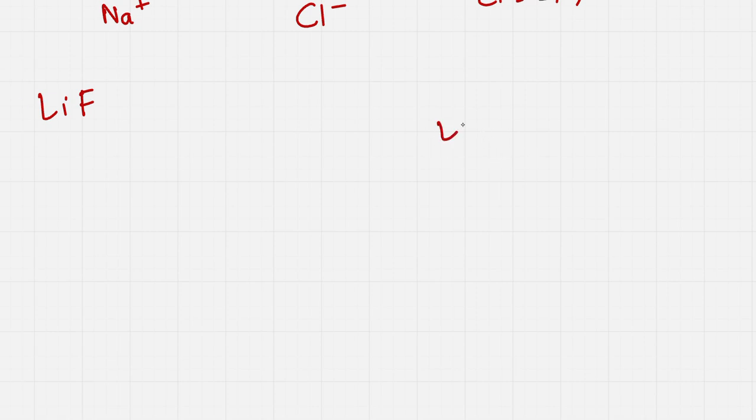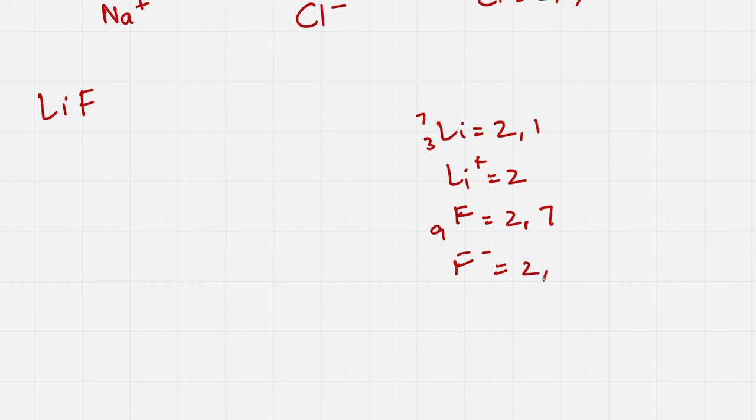Let's do it together. Lithium is 3 and 7, so this is 2 and then this is 1. Lithium ion is 2. Fluorine is 2 and 7. Why? Because it's 9 over here, so it's 2 and 7. F minus is 2 and 8.